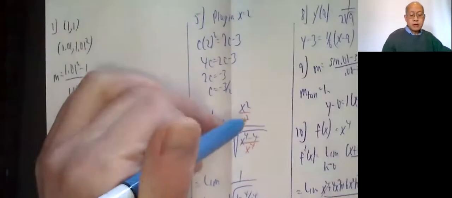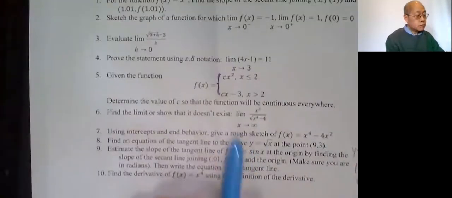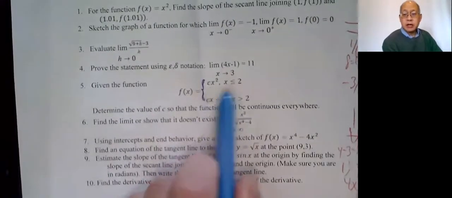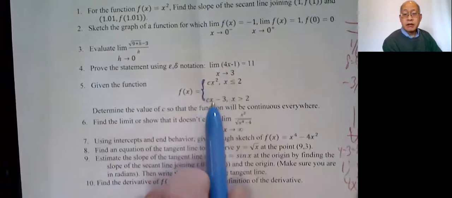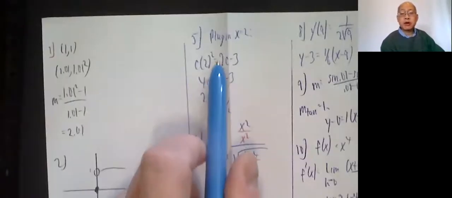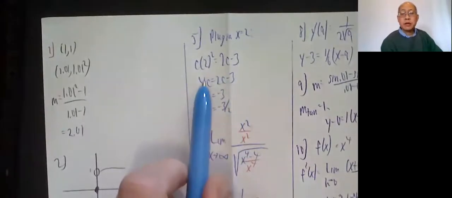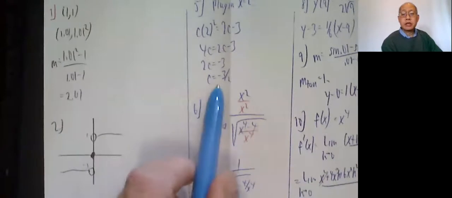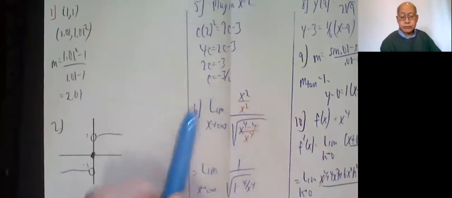Number 5, determine the value of c so that the function will be continuous everywhere. Basically, plug in 2 for x there, and set them equal. So c times 2 squared is 2c minus 3. 4c equals 2c minus 3. 2c is negative 3. c is equal to negative 3 halves.